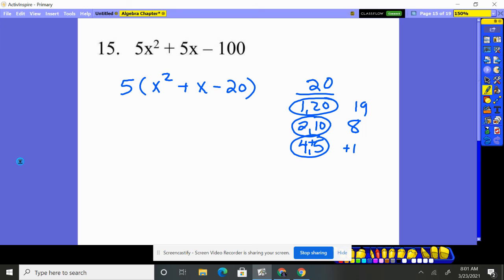That means the plus is on the 5 and the negative's on the 4, because a positive 5 and a negative 4 will give me positive 1 when I put them together. So 5's on the outside. This breaks down to 5 times x minus 4, x plus 5.